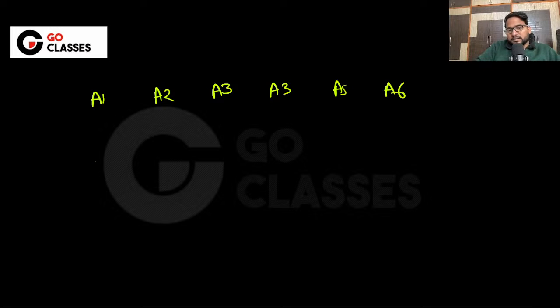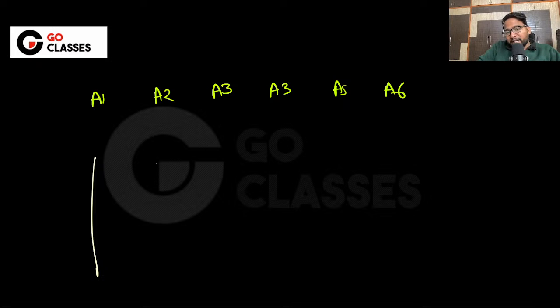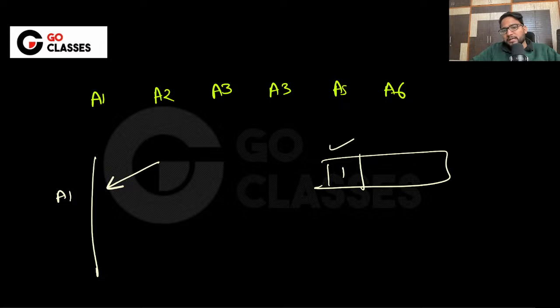Then what are the possibilities? See, in the question they are saying that AX is a cumulative acknowledgement, and A5 means that all the packets till 5 have come. So A1 means that all the packets till packet number 1 have already come. If you're getting A1, packet number 1 is delivered. If you're getting A2, everything till 2 has been delivered. If you're getting A3, then everything till 3 has been delivered.